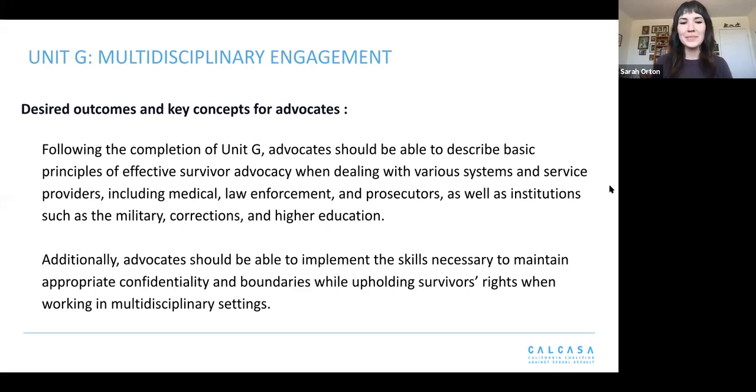So we know that a lot of times working in these multidisciplinary settings can be kind of tricky. A lot of times the advocate's role is either invalidated or misunderstood. Folks will try and pry information out of the advocate. So going through this section, advocates should really be prepared for the different ways in which that can look, and different strategies for being survivor-centered and maintaining that confidentiality and appropriate boundaries, not only with the survivor, but with the other members of their team as well.